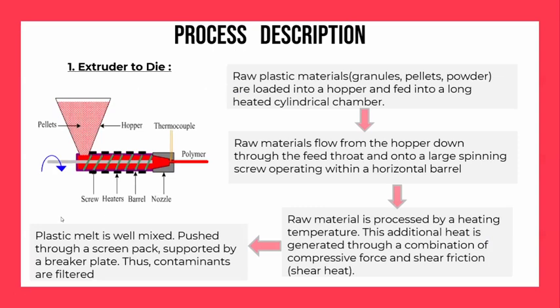In the first stage, the raw material in pellet form is supplied through the hopper into the extruder, and the screw is rotated there. Heat is supplied from the sides. Because of the supplied heat, the huge amount of pressure and the shear friction, the raw material melts and proceeds forward through the nozzle.